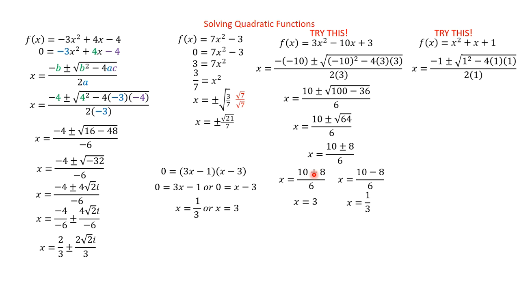So plug it in. We have negative 1 plus or minus the square root of 1 squared minus 4 times 1 times 1, all over 2 times 1. Well, let's see. 1 squared is 1. This will just be minus 4. So that'll be a square root of negative 3, which is going to give us an imaginary number. Hey, that's why you can't factor this. And so the square root of 3 is just going to be root 3. So this will just be negative 1 plus or minus root 3 i over 2, or i root 3 over 2.